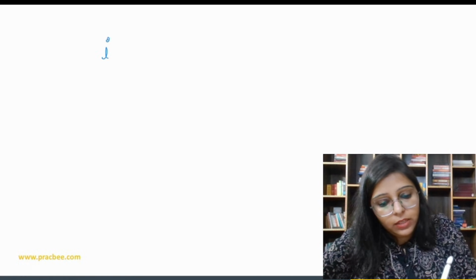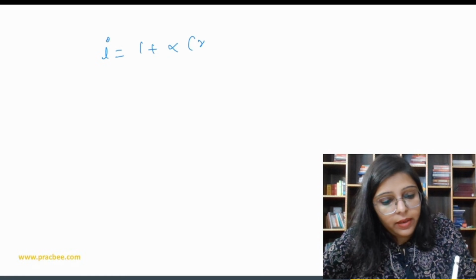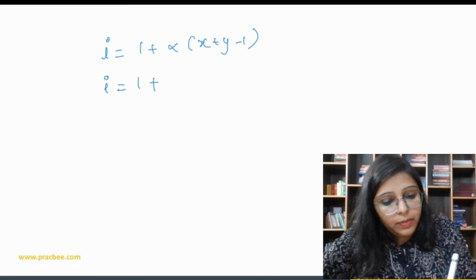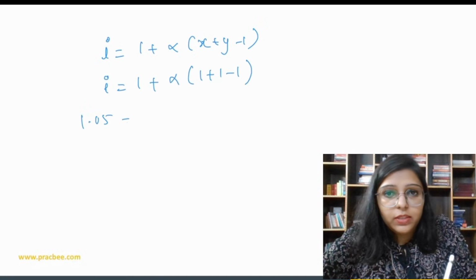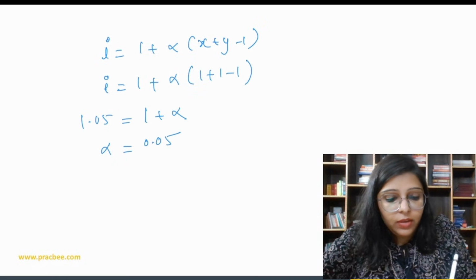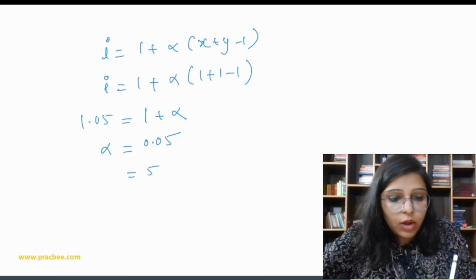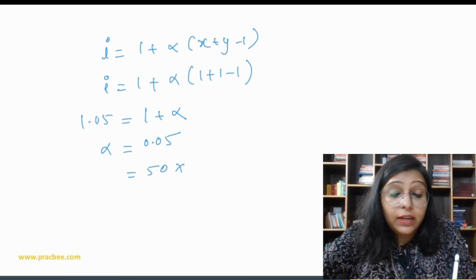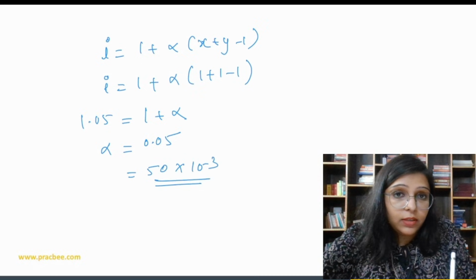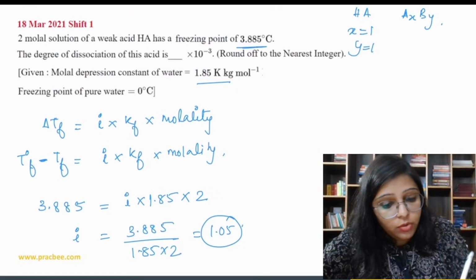So i is equal to 1 plus alpha (x plus y minus 1). So i is equal to 1 plus alpha (1 plus 1 minus 1). So this is 1.05, that is 1 plus alpha. So alpha's value is 0.05, which is equal to how much percent? 50 into 10 to the power minus 3, right? So 50 into 10 to the power minus 3.